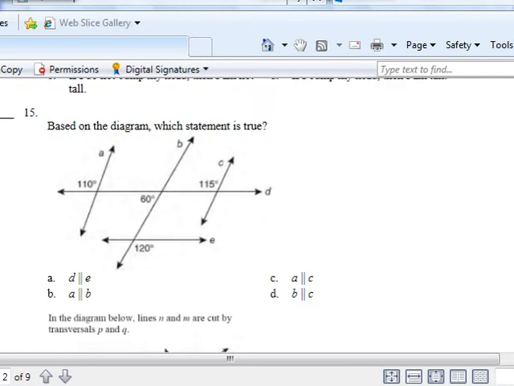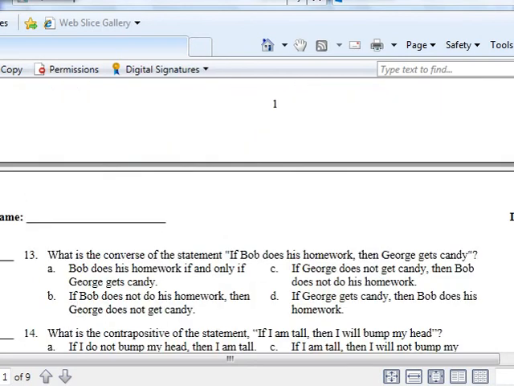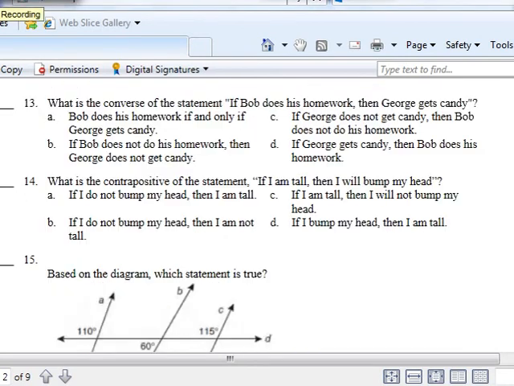Number 13. We're asked to find the converse of the statement, if Bob does his homework, then George gets candy. I believe this was one of our warm-ups one day.